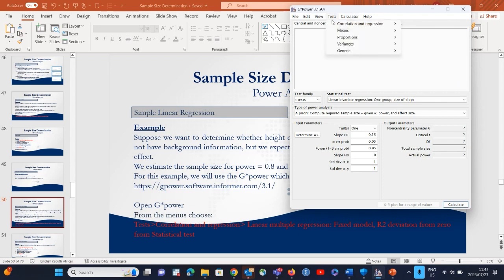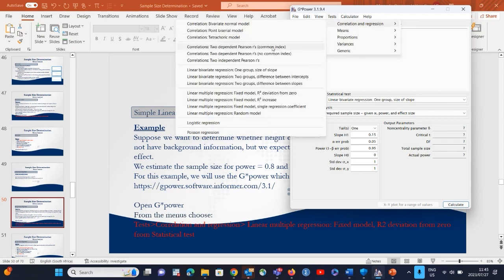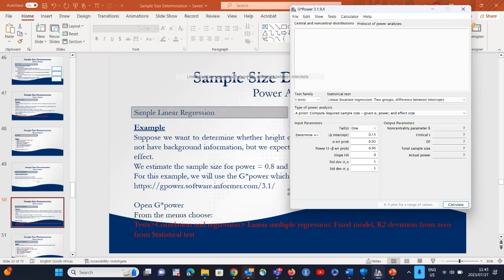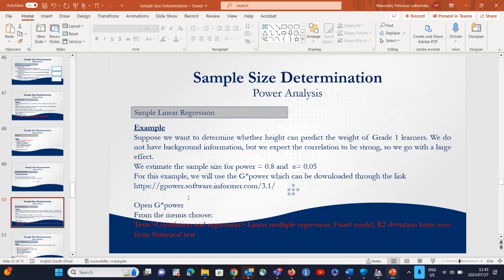I'm selecting the wrong thing. Correlation. I am selecting the wrong thing. Let me see. Yes, we're supposed to select linear multiple regression, fixed model. This one, linear multiple regression. Yeah, fixed model. Okay.